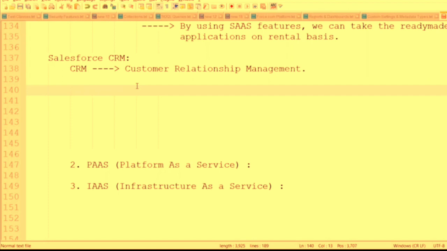Now, basically, for every organization or every business, the customer is the base. Customer is the god for every organization. It may be a small organization or a very big MNC. For every organization, the customer is the base, because without the customer, we can't run the business. We can't sell the products. We can't generate revenue. We can't get profits. So the customer is the base for every organization.